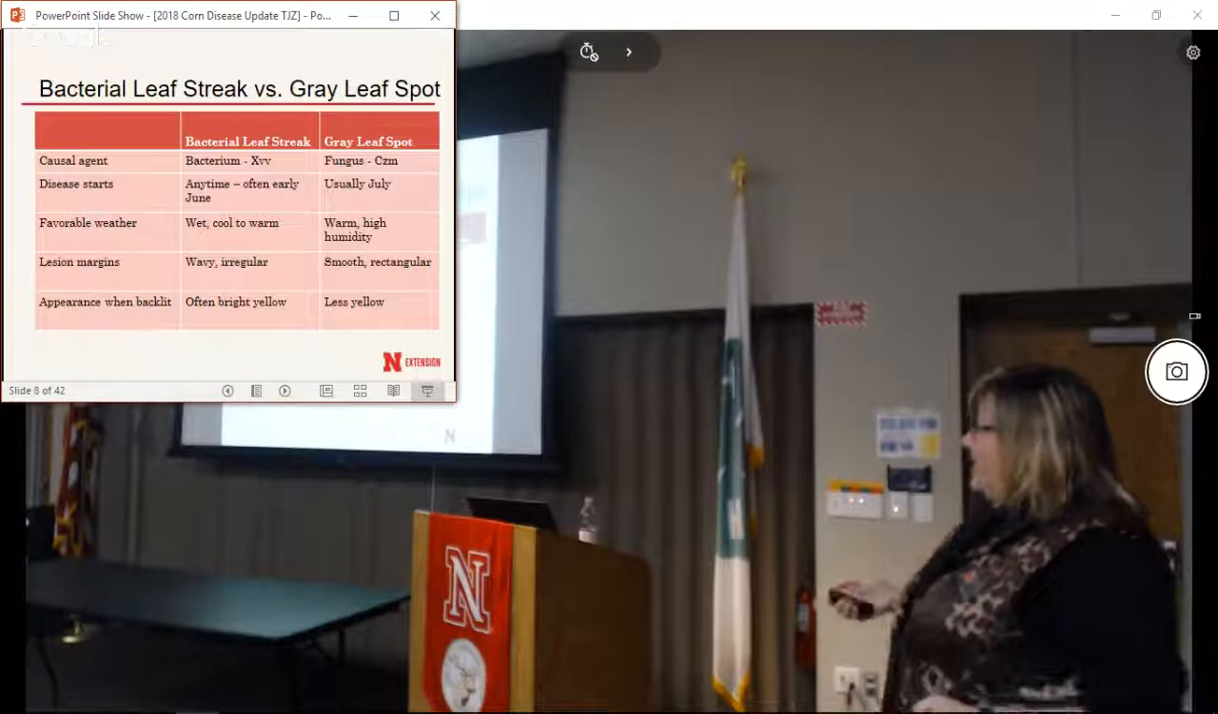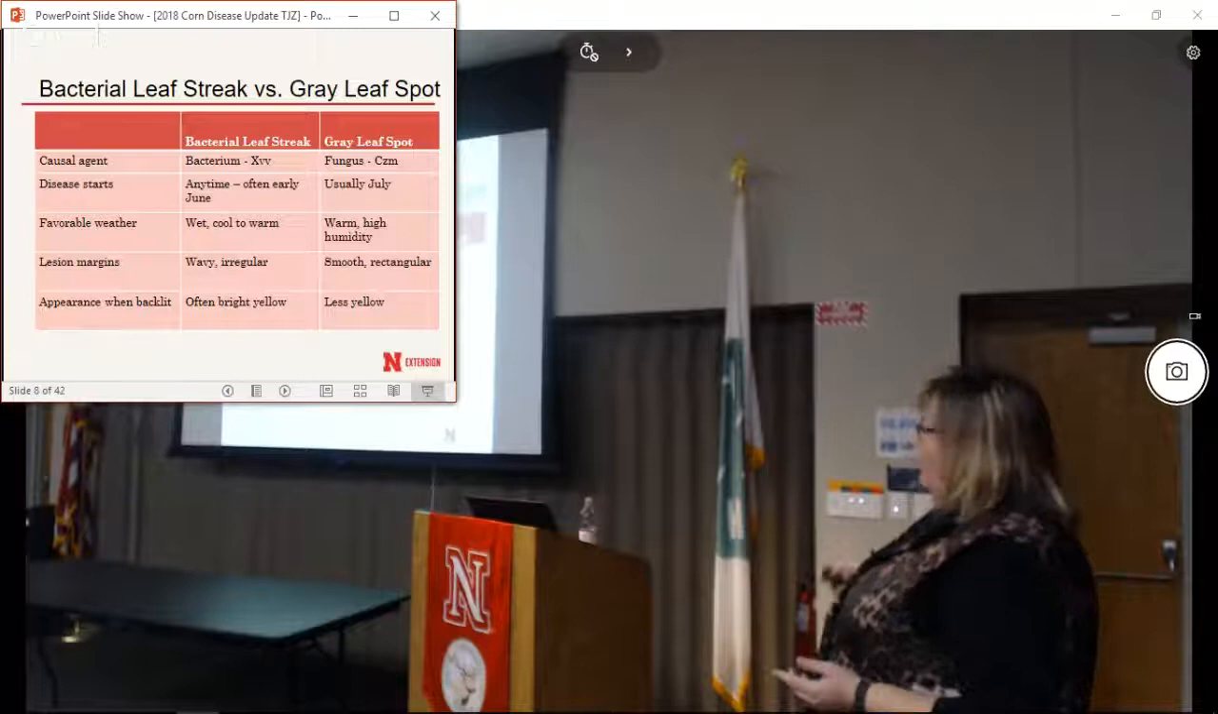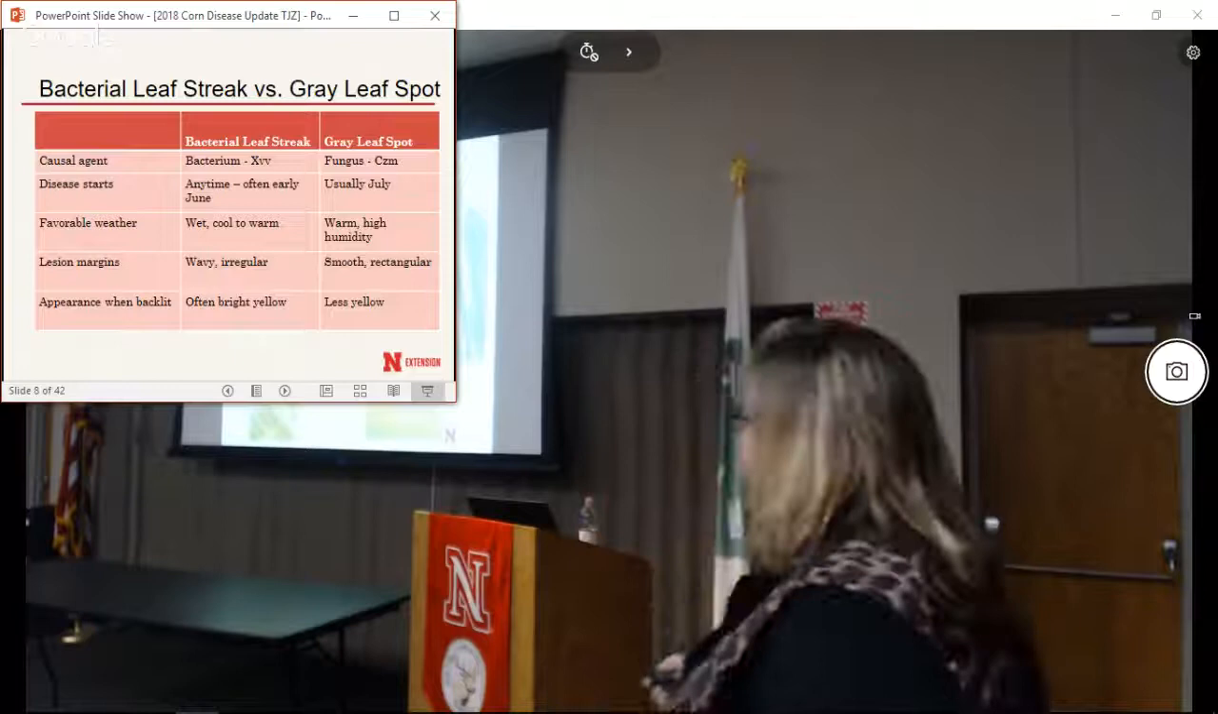Finally, overall, when lesions start to expand on bacterial leaf streak, they look very yellow when you hold them up to the light. And that's not to say that we don't see a little yellow discoloration around gray leaf spot lesions, but not nearly as much. Well, let's look at pictures, because that's more fun.